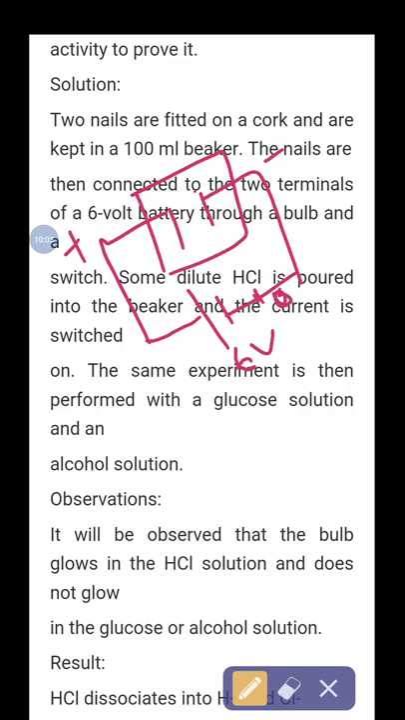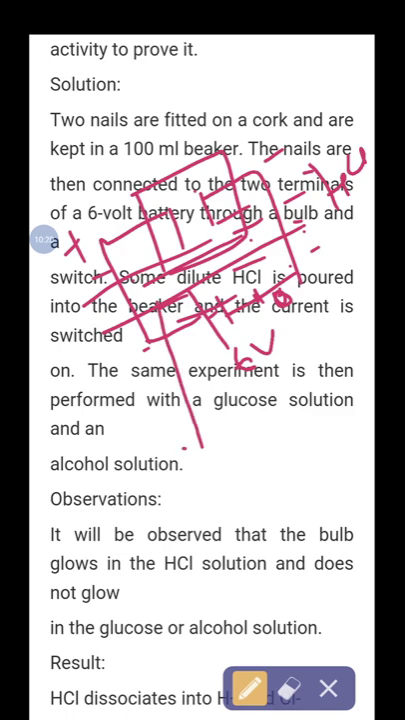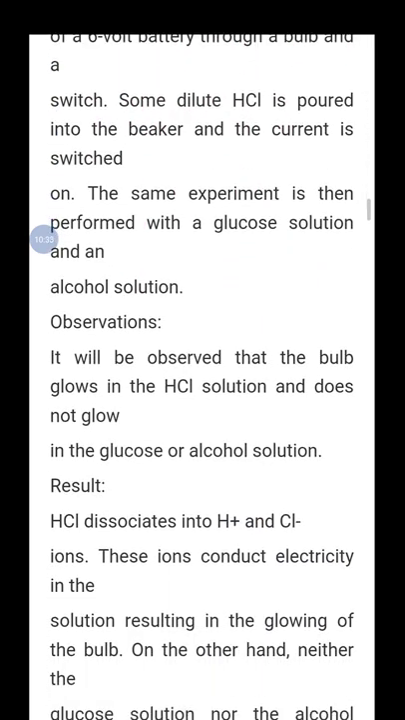Some dilute HCl is poured into a beaker and the current is switched on. In this beaker, some dilute HCl is poured where these electrodes are kept. Now the current is switched on. The same experiment is done with glucose in place of HCl, and with alcohol in place of HCl. Then what is the result?